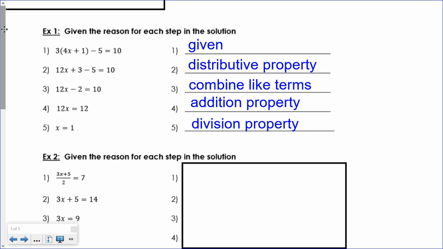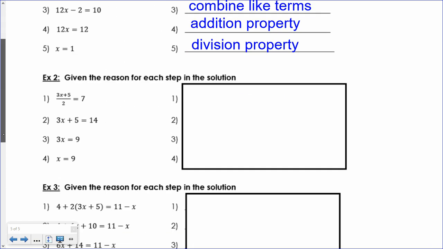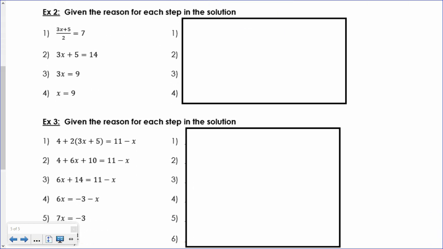Make sense? Okay, I'm sure that's pretty familiar, so I'm sure you guys can do the next 2 on your own. Let's go ahead and do example 2 and example 3, and then I'll move the boxes away so you can see if you did it right.